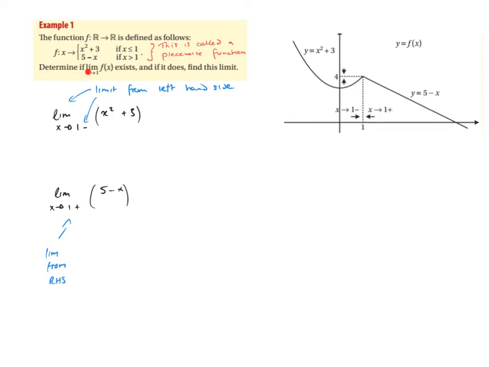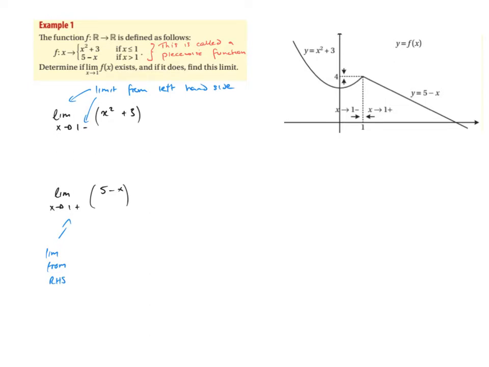I've been asked to determine if the limit as x heads towards 1 of f(x) exists, and if it does, find the limit. We can look at the diagram here. As x heads towards 1, the y value is equal to 4. Coming from the left, it should be hitting 4, and coming from the right, it appears to be hitting 4 too. So if we can show that the limit from the left is equal to the limit from the right, then obviously this has a limit, and we should find it's 4. Let's see if that's the case.